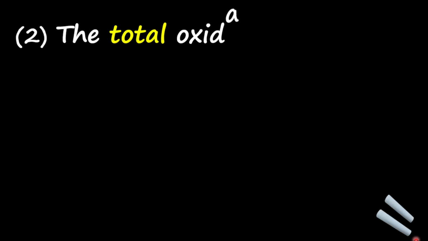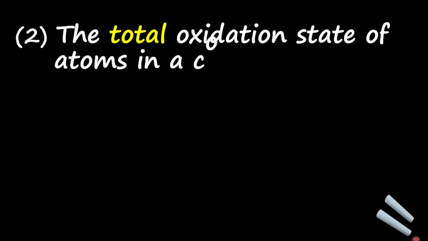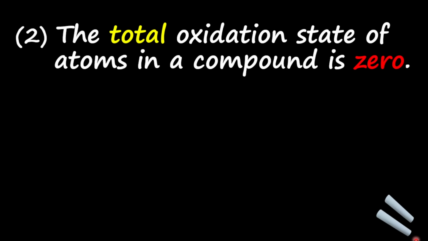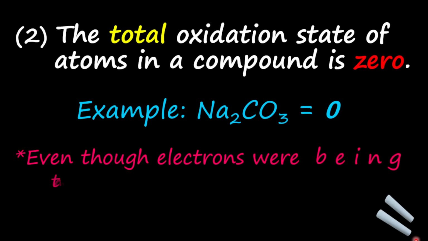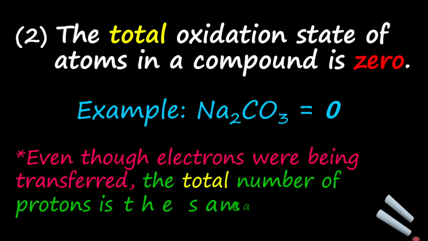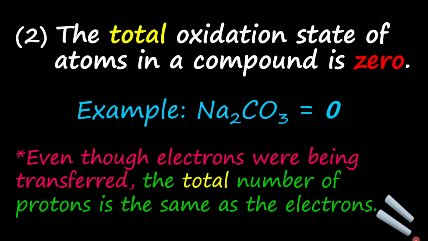The next rule you need to know is that the total oxidation state of all elements within a compound is equal to 0. So for example, Na2CO3 has a total oxidation state of 0. Notice the keyword here, total. When you add up everything, it should be 0. Even though electrons are being transferred, it is still equal to 0 because what was gained equals what was lost, so the positive charge equals the negative charge.